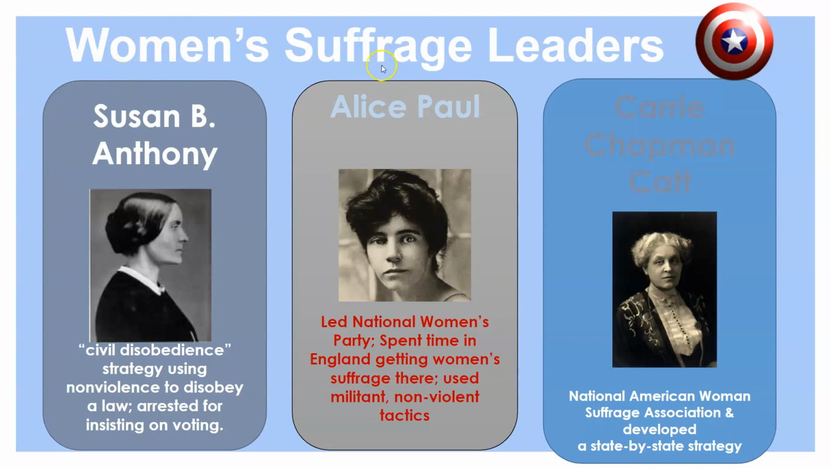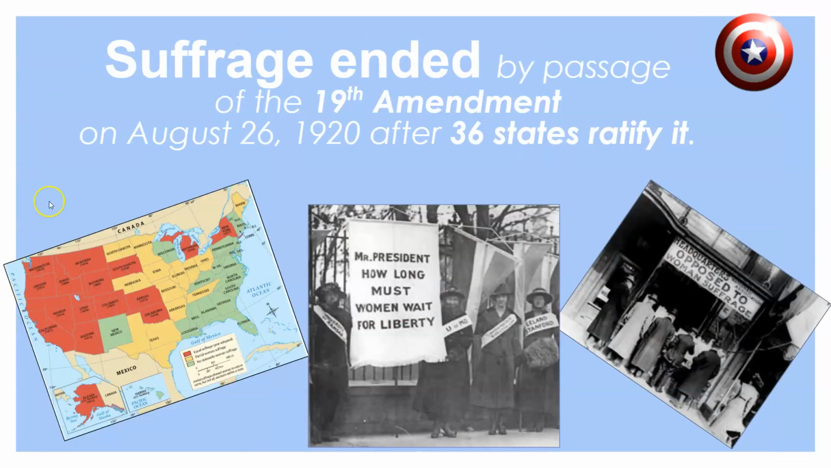Remember that this word suffrage means the right to vote. It means the right to vote. And we were talking in this time period about the right to vote for women. The suffrage movement ended with the passage of the 19th Amendment on August 26, 1920. 36 states ratified it. You see the map here.